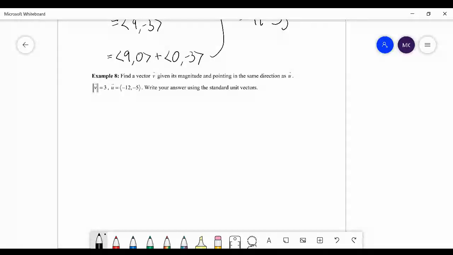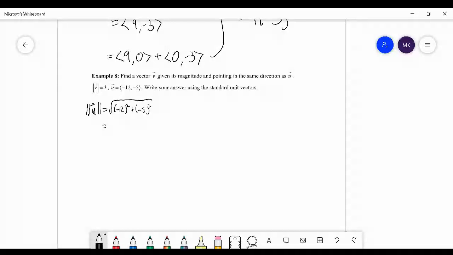To do that, the first thing we need to do is find the magnitude of u. The magnitude of the vector u is the square root of -12 squared plus -5 squared. For those of you that are recognizing this as one of those special right triangles, absolutely correct. You probably already know what the magnitude is. For those of you that don't, let's find it.